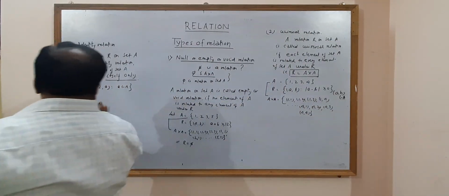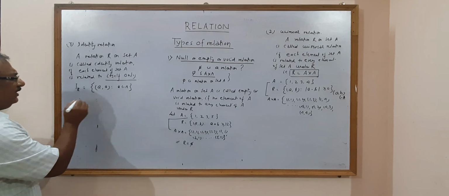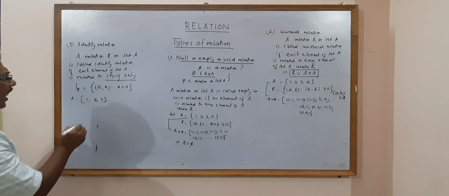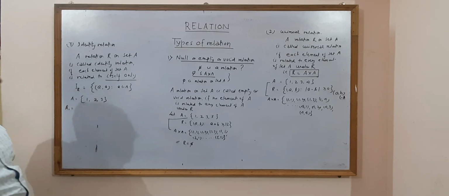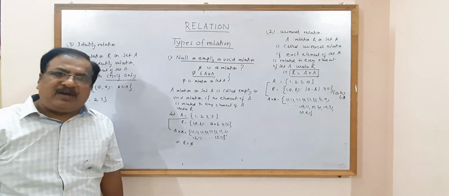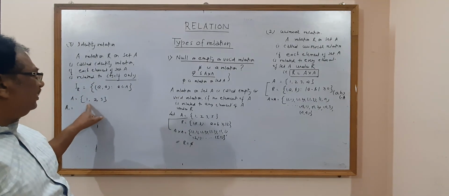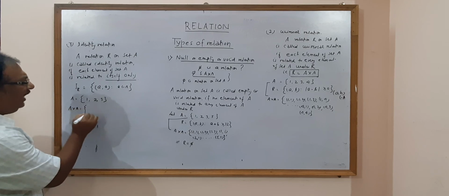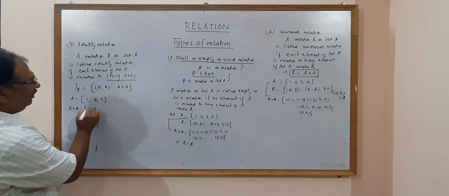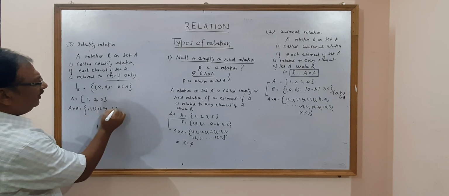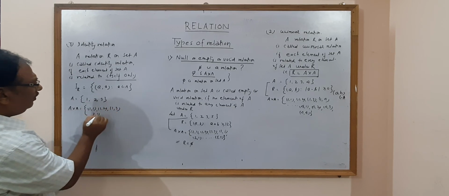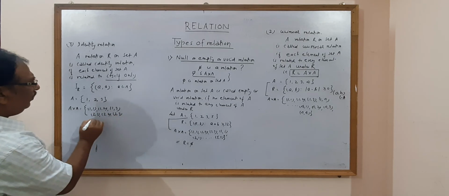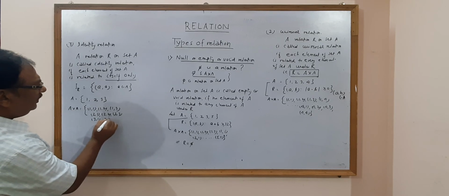This is the identity relation. That means, suppose A is equal to {1, 2, 3}. Then R1 is equal to what? R1 is the identity relation. If we form the identity relation of this set, A cross A will have how many elements? A cross A will have 9 elements: (1,1), (1,2), (1,3), then (2,1), (2,2), (2,3), then (3,1), (3,2), (3,3).